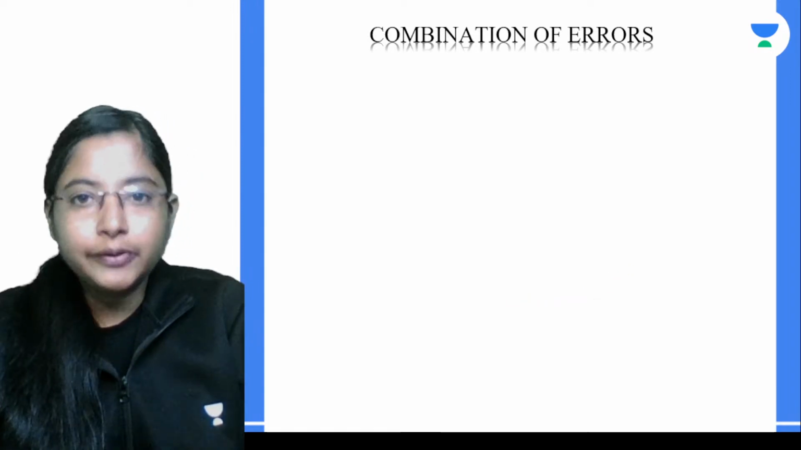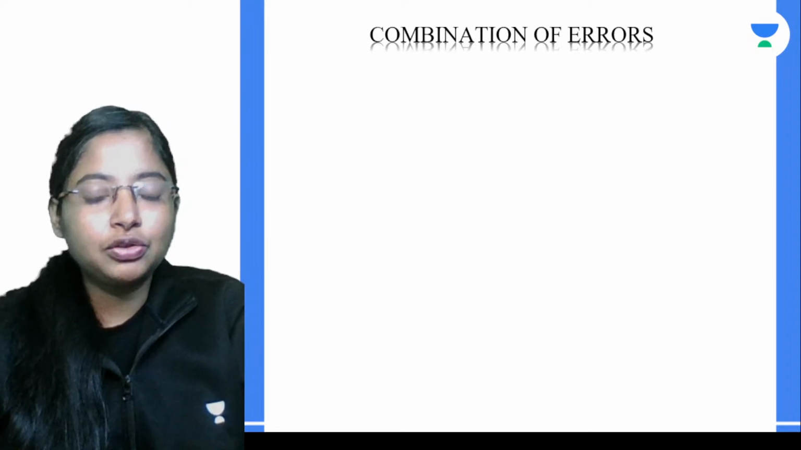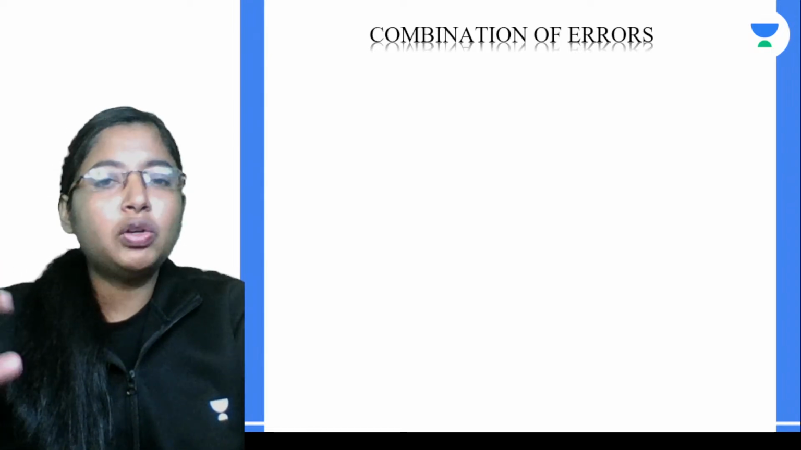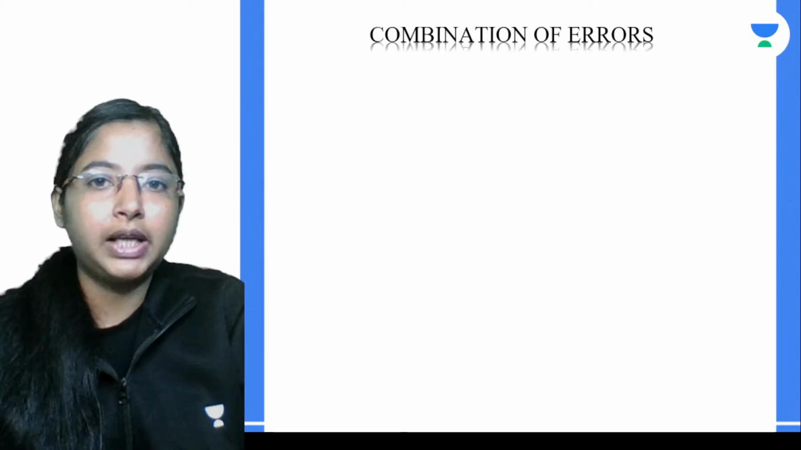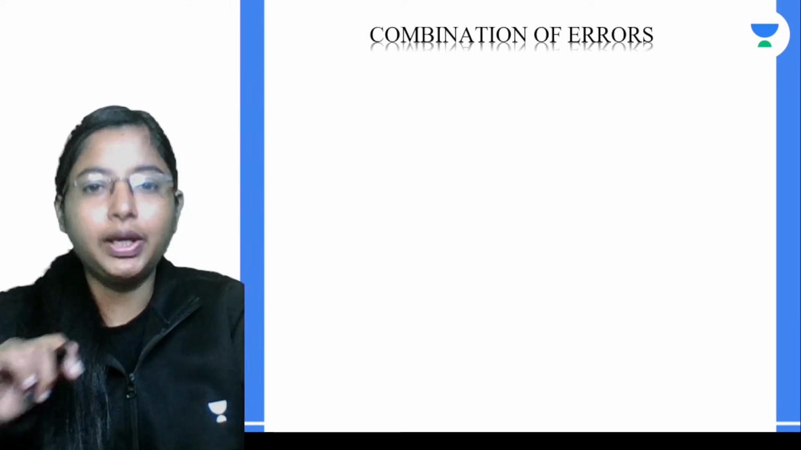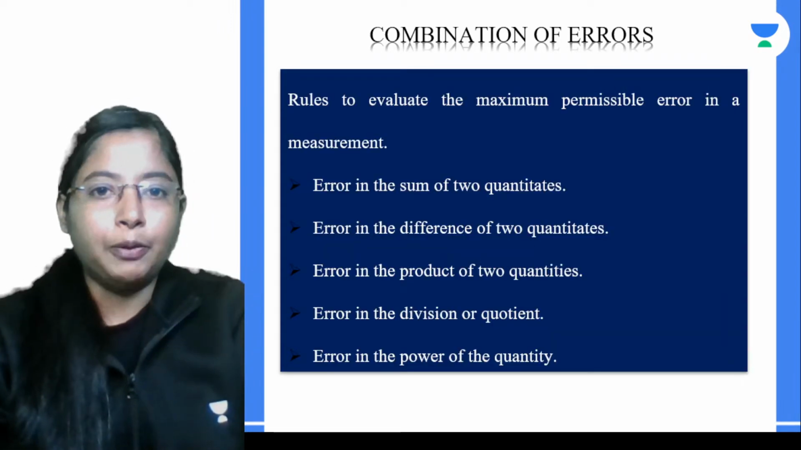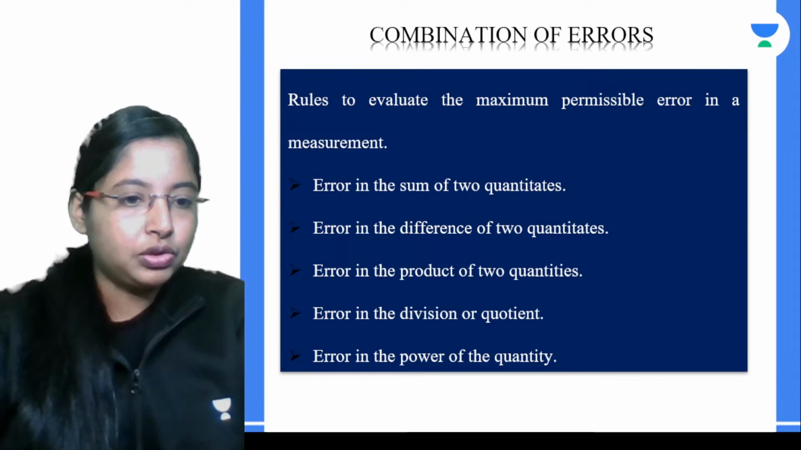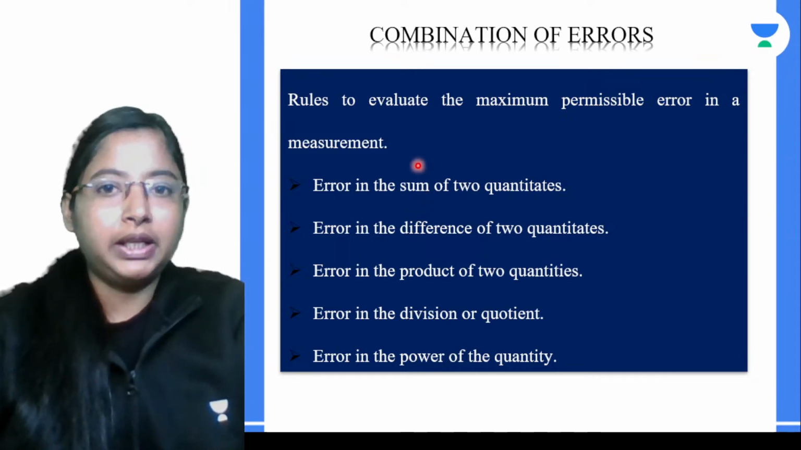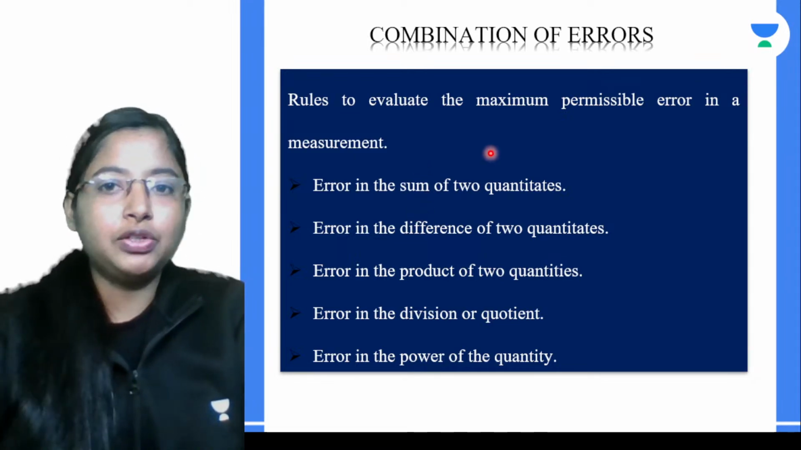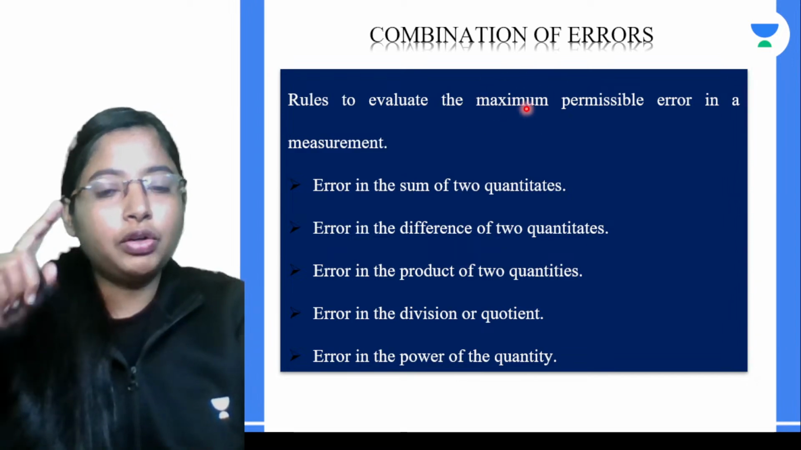The basic thing to keep in mind is that whenever you're finding a combination of errors, you have to find the maximum possible error that the system could have. That's one point to be noticed. There are certain rules to evaluate the possible error in a measurement, and always you're evaluating a maximum error. We're going to see each case.